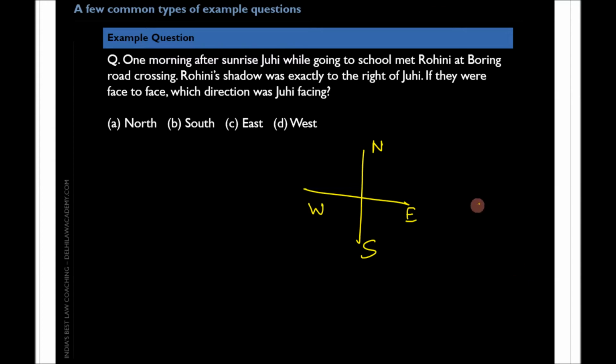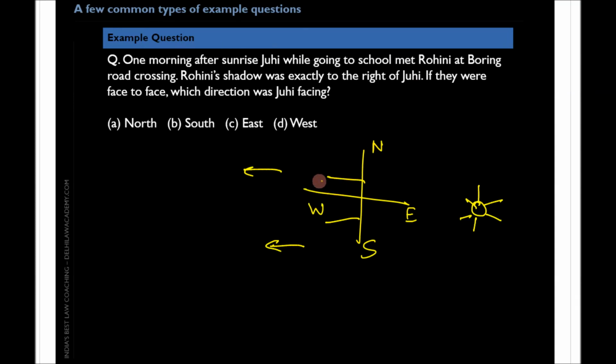So very simply, the sun is in the east, and any person, any object is going to have its shadow to the west. All shadows are to the west, because the sun is in the east. So Rohini's and Juhi's shadows are both going to lie to the west. We don't know exactly where they're standing, or who's facing who in what direction, but their shadows are going to be to the west. Now the second sentence: Rohini's shadow was exactly to the right of Juhi.